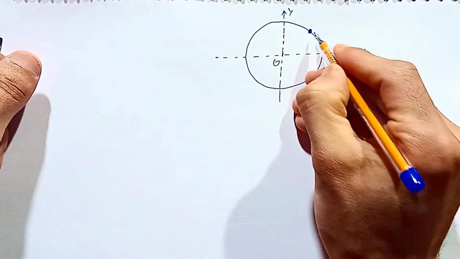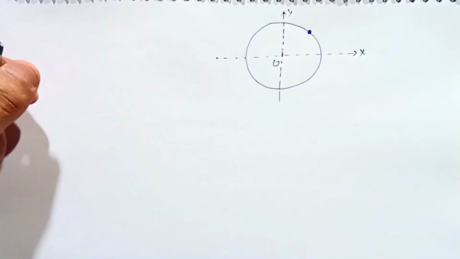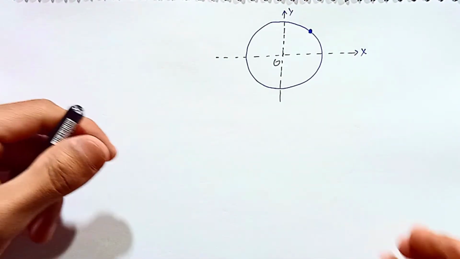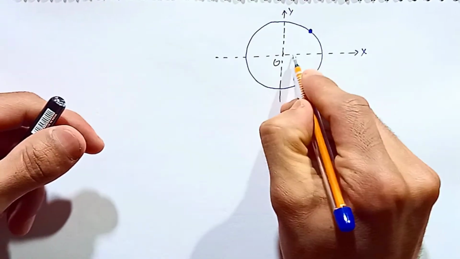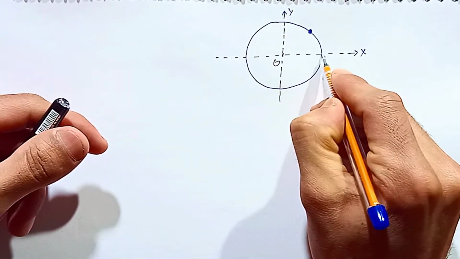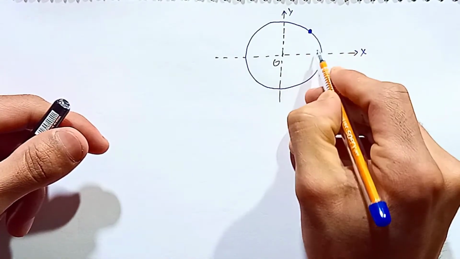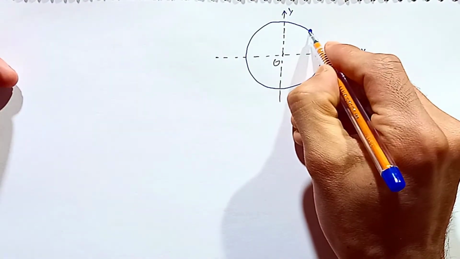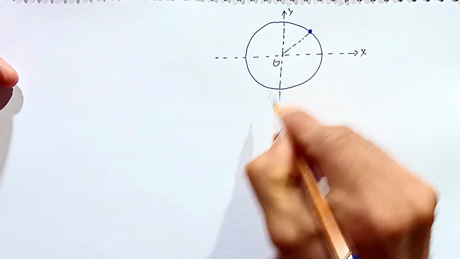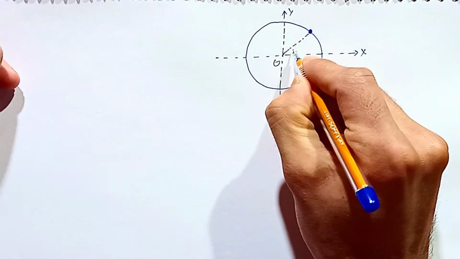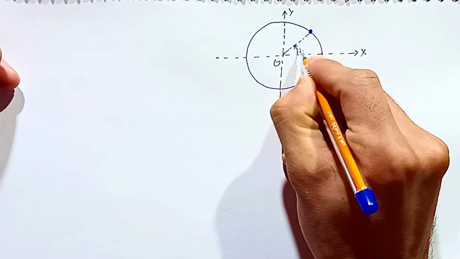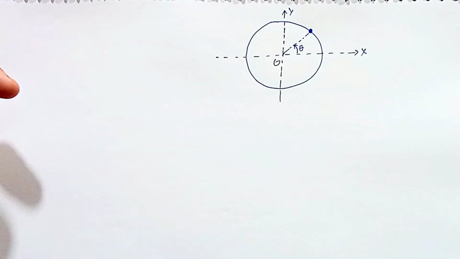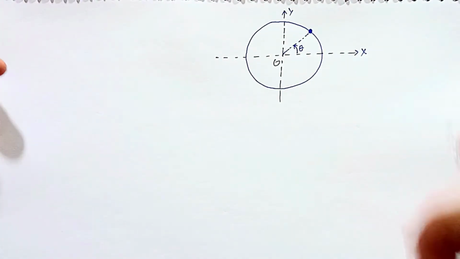Okay, so this particle is moving along the circular path, making some angle from the initial position. For example, it starts from this point, and after some time it will cover a distance which is here. It will be calculated in terms of theta. So this will be the theta which it traverses as time passes.